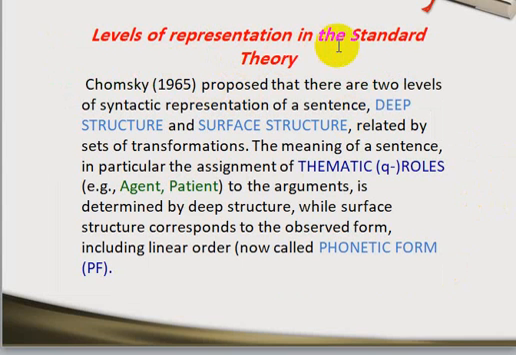Levels of representation in the standard theory. Chomsky proposed that there are two levels of syntactic representation of a sentence: deep structure and surface structure, related by a set of transformations. The meaning of a sentence is a particular assignment of thematic roles, for example, agent, patient. The argument structure is determined by deep structure, while surface structure corresponds to the observed form, including linear order, now called phonetic form.